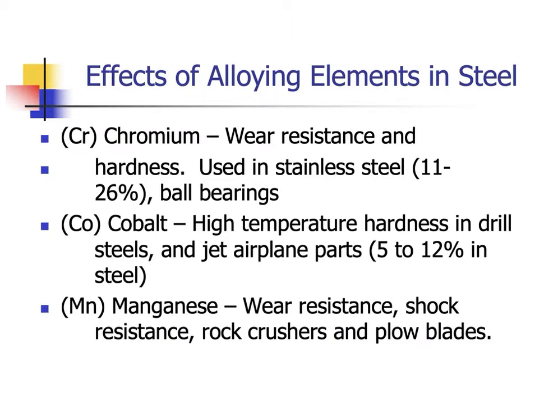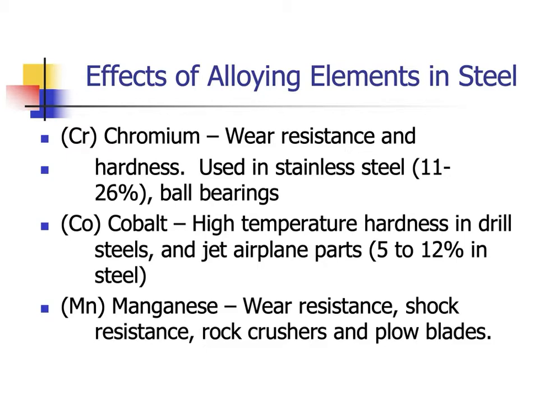Cobalt is usually added for high temperature strength, so it can be added from 5 to 12%. Usually it's used in steel drill bits and things like that where we want to have resistance to higher temperatures. It doesn't really affect the hardness so much as it does the strength at high temperatures.